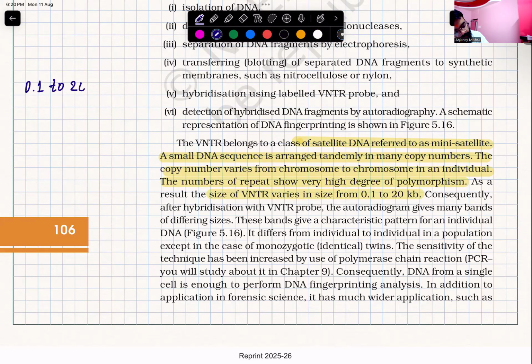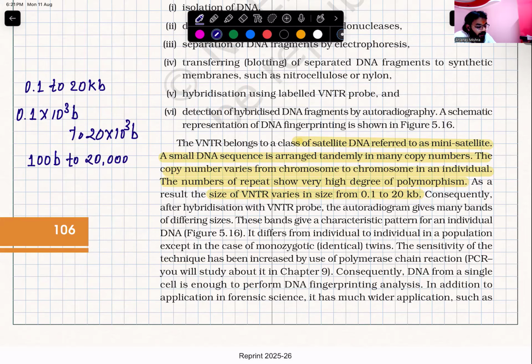0.1 to 20 kb. What is kb? Kilobases. So 0.1 into 10 to the power 3 bases to 20 into 10 to the power 3 bases. Meaning, the repeat could be, the VNTR size could be 100 base pair to 20,000 bases. Is that okay?